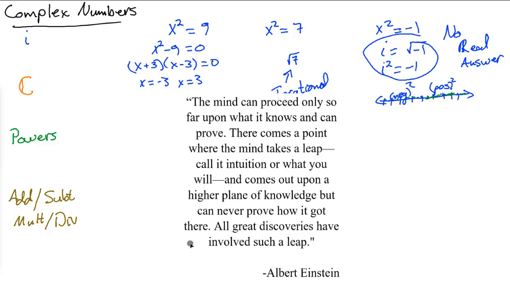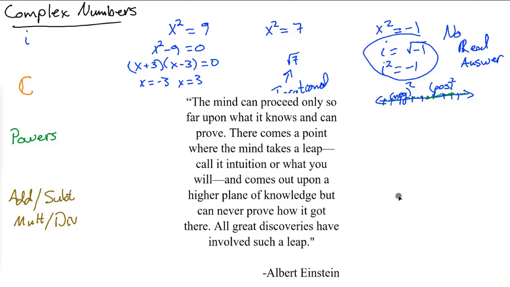Here we have a quote by Albert Einstein that talks about some of the greatest discoveries ever. It says, "The mind can proceed only so far upon what it knows and can prove. There comes a point where the mind takes a leap, call it intuition or what you will, and comes out on a higher plane of knowledge, but can never prove how it got there. All great discoveries have involved such a leap." Fascinating.